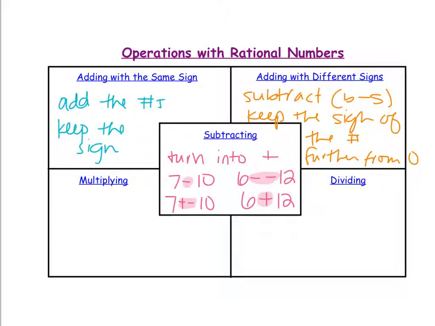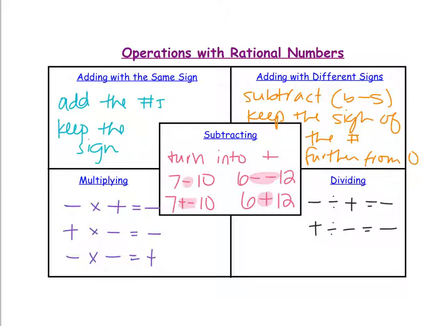We also learned that when multiplying, a negative times a positive is a negative. A positive times a negative is a negative. But a negative times a negative makes a positive. And the same rules actually apply to division. Negative divided by positive is negative. Positive divided by negative is negative. But negative divided by a negative is a positive. Make sure that you don't mix up your adding and subtracting rules with the multiplying and dividing rules.